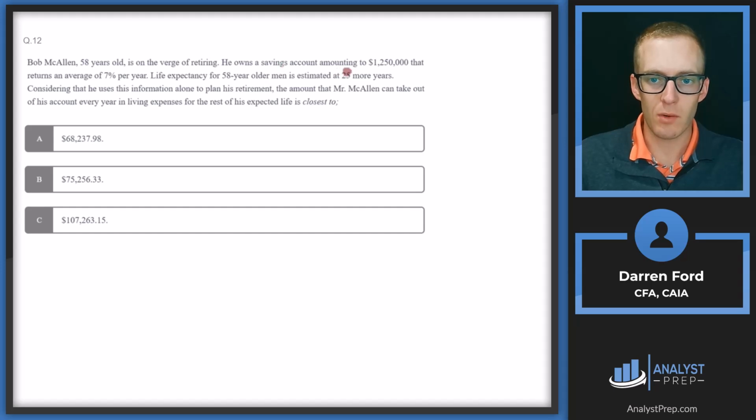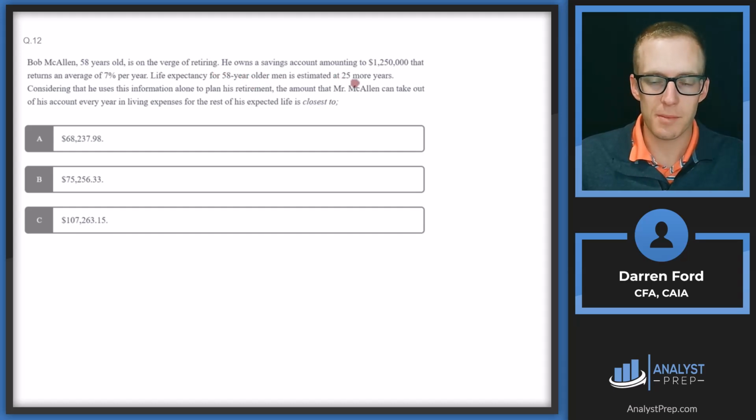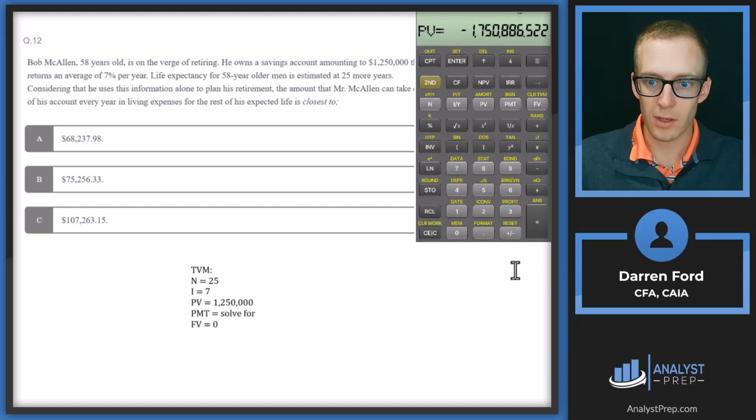Bob McAllen, 48 years old, is on the verge of retiring. He owns a savings account amounting to $1.25 million that returns an average of 7% per year. Life expectancy for a 50-year-old man is estimated at 25 more years. Considering that he uses this information alone to plan his retirement, the amount that Mr. McAllen can take out of his account every year in living expenses for the rest of his expected life is closest to. So this is going to be similar to an annuity calculation, and we're going to be using time value of money. Let's pull up our calculator.